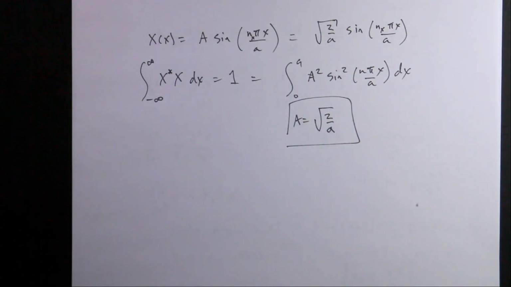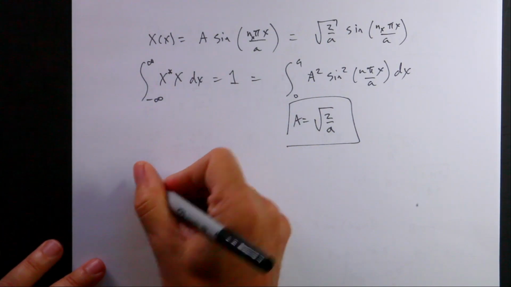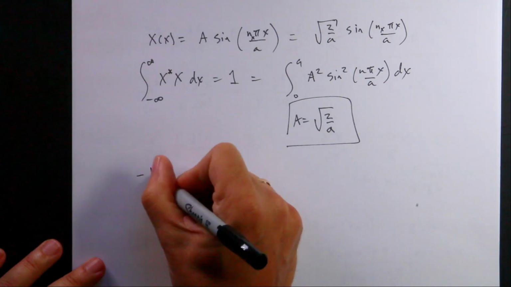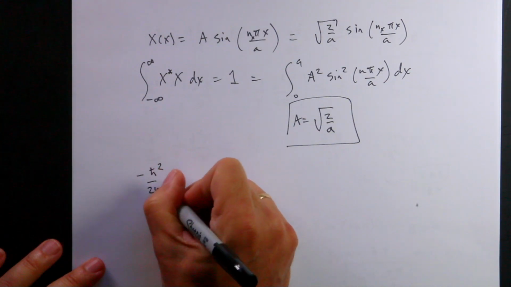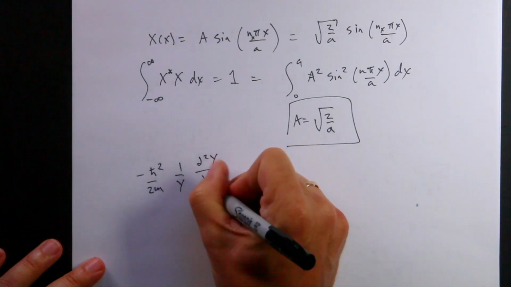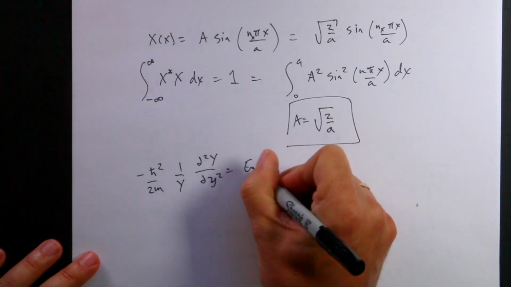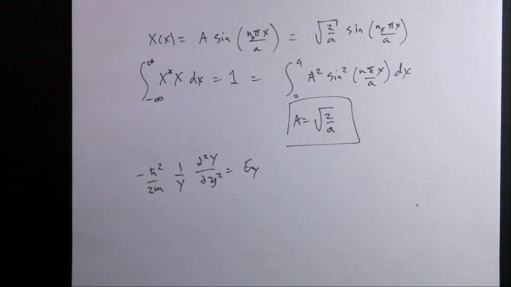Now I need to do the exact same thing for the y direction. So let's write down my y differential equation. I have negative h bar squared over 2m, 1 over Y, second partial of Y with respect to y, equal to E_y. Okay, so you see here that we have the exact same situation. This is the exact same equation, except it has y instead of x.